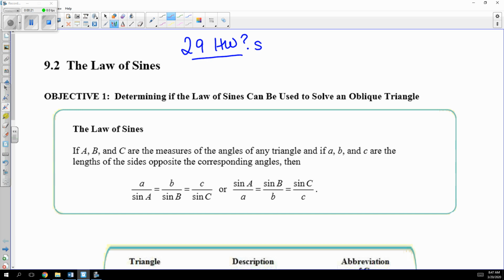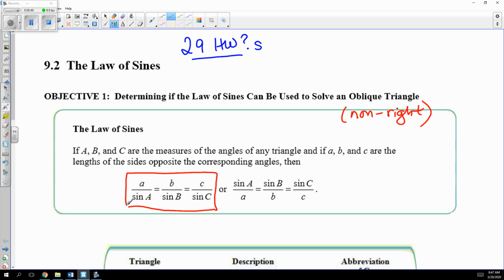Law of sines and law of cosines, which is coming up in section 9.2, are both ways for you to find side lengths and angle measures in oblique triangles, or triangles that are non-right triangles. You've used right triangle trig, sine, cosine, and tangent, a lot in geometry and also earlier this year, but now we're going to talk about law of sines and law of cosines. So there are two forms for law of sines.